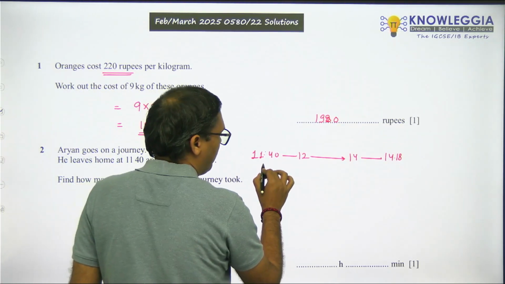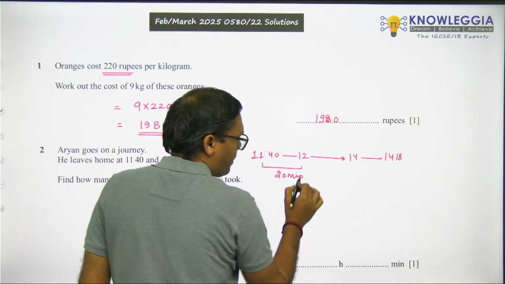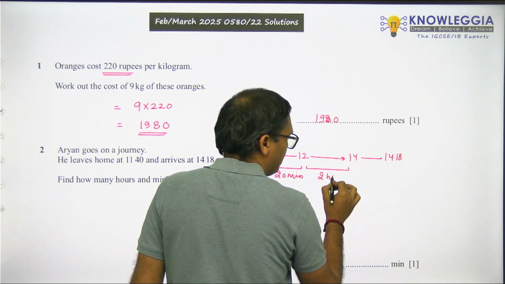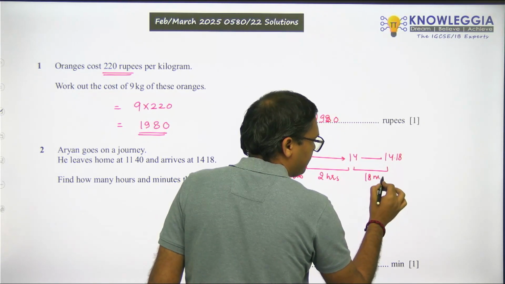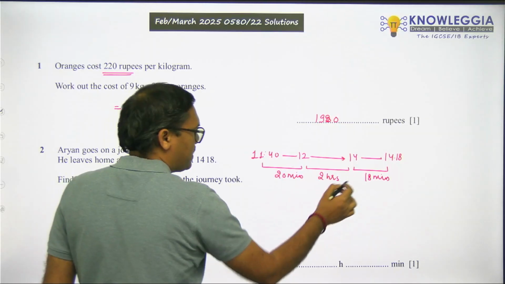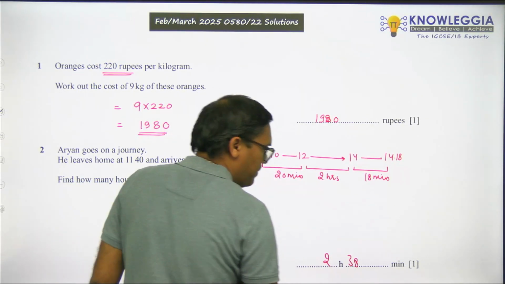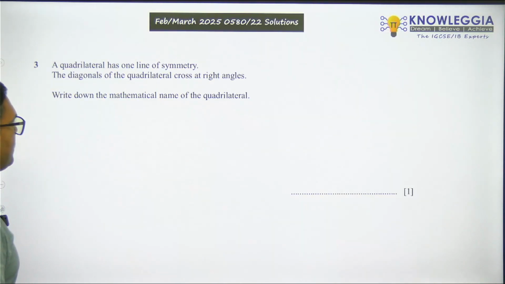So 11:40 to 12 is what? 20 minutes. And 12 to 14 is, you can say, 2 hours. And from 14 to 14:18 is 18 minutes. So what is this? This is total 38 minutes and 2 hours. This is 2 hours, 38 minutes is the answer for this question. Okay. So now the next question.